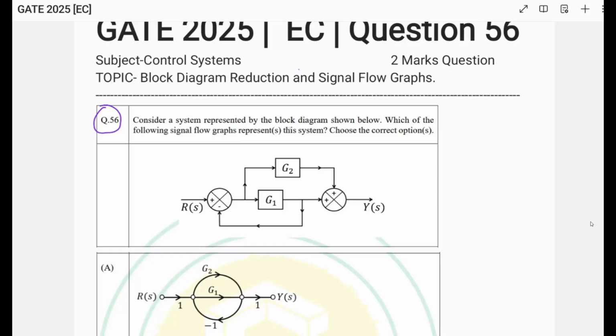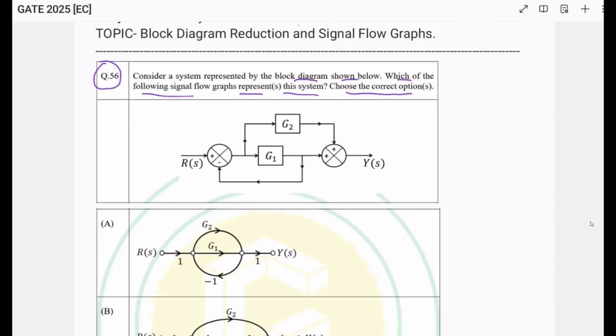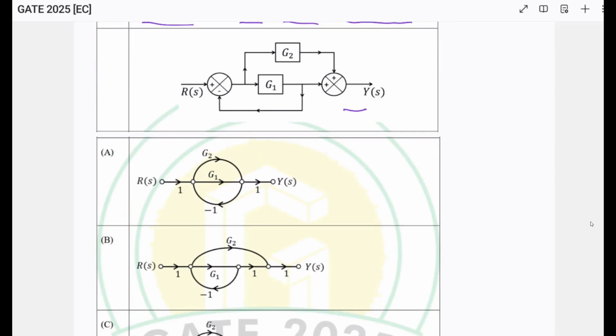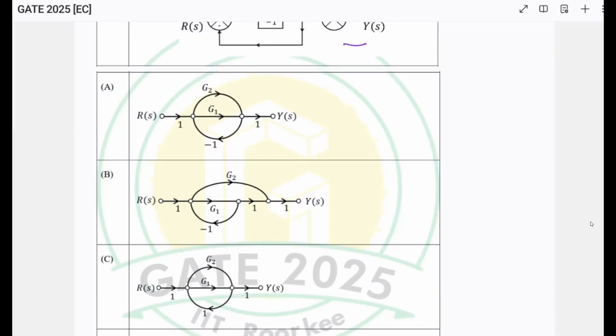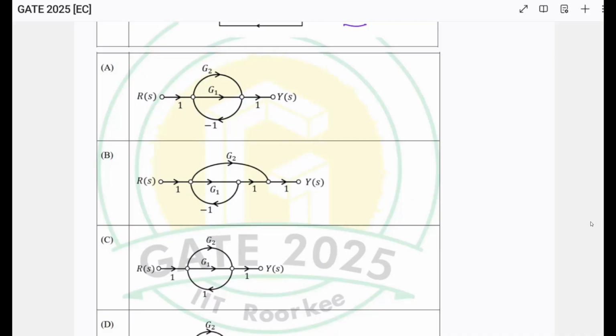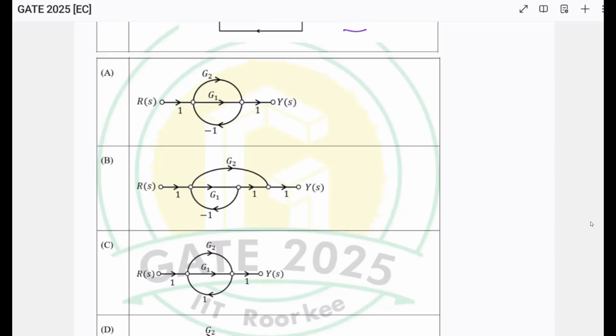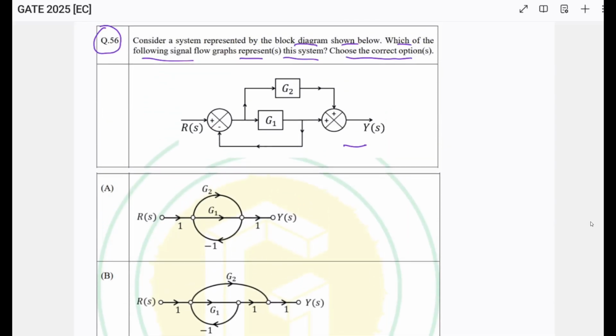So consider a system represented by the block diagram shown below. Which of the following signal flow graphs represents this system? So choose the correct option. So given a block diagram figure, I need to match which signal flow graph is correct for this block diagram. There are 4 signal flow graphs given, so I need to check which signal flow graph matches with this block diagram.